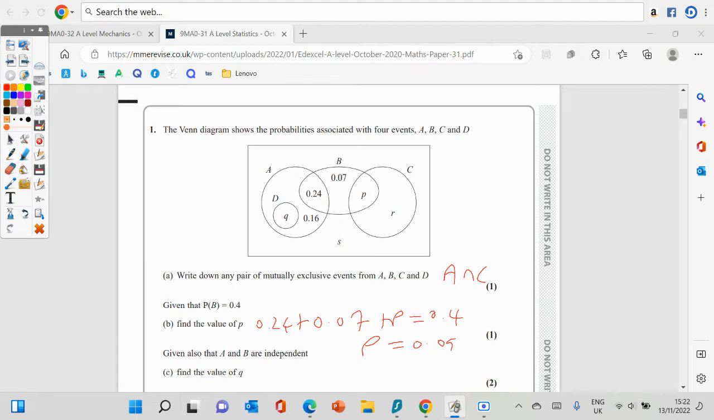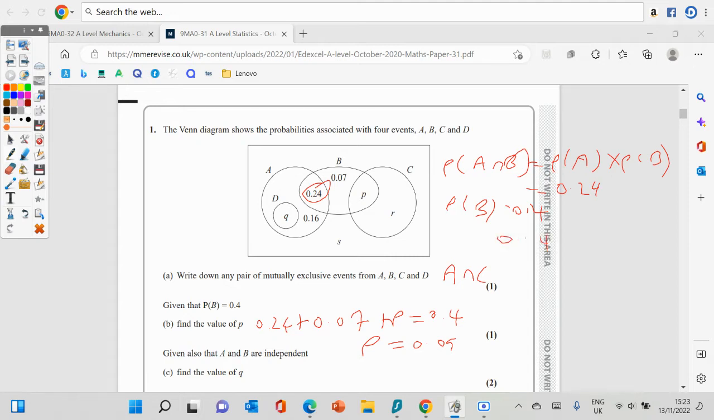It says, given also that A and B are independent, find the value of Q. So independence is saying the probability of A and B is the probability of A times the probability of B. Now I know what the probability of A and B is because I can just add them up. It's literally just going to be 0.24, because it's just the intersection of both of them, i.e. this bit here. We know the probability of B is 0.4. Now the value of Q is the probability of D.